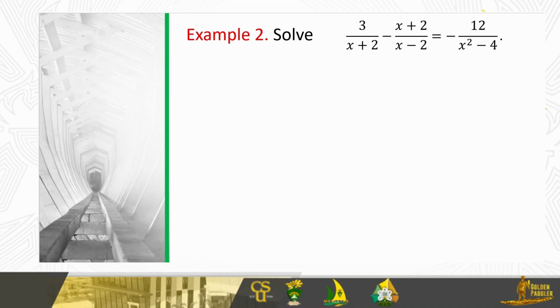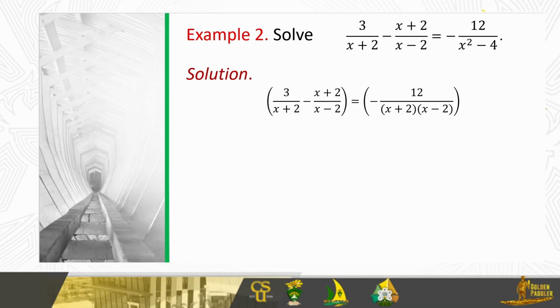Example 2. Solve this equation. First, we need to factor the denominator x squared minus 4 on the right-hand side. And the factors are x plus 2 times x minus 2. Then, we get the LCD. And the LCD is the expression x plus 2 times x minus 2. Multiplying this to both sides, we get this equation.